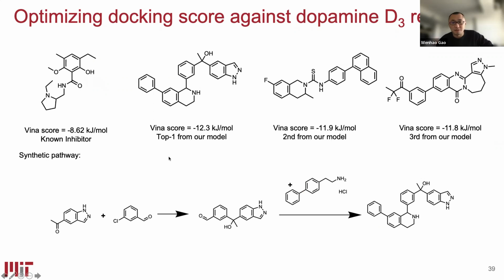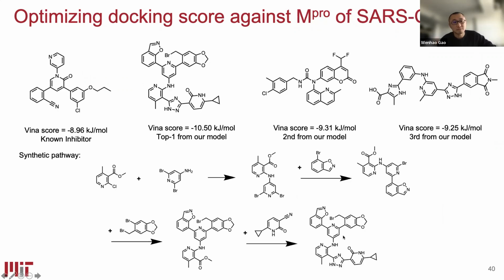And here are some results of the dopamine D3 receptor docking task. This is a non-inhibitor, and we successfully obtained several candidates with stronger binding affinity compared to that, all with reasonable structures. This is the synthetic path for our top 1 design. And the same result for the main protease of SARS-CoV-2: we also obtained potential inhibitors with stronger binding affinity compared to a reported one.